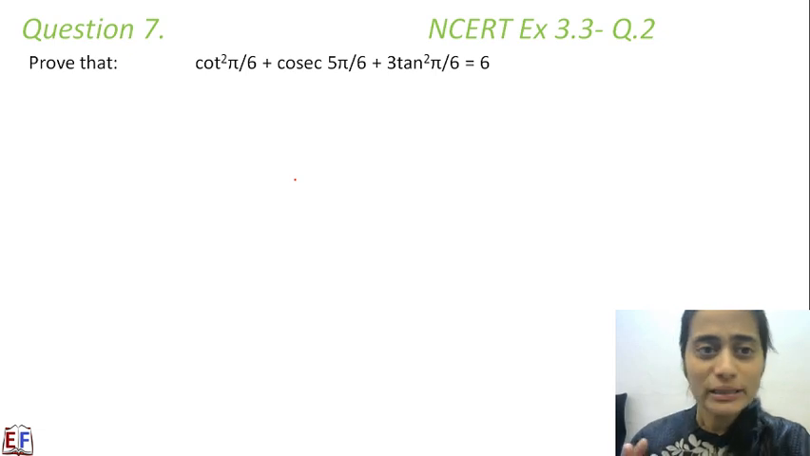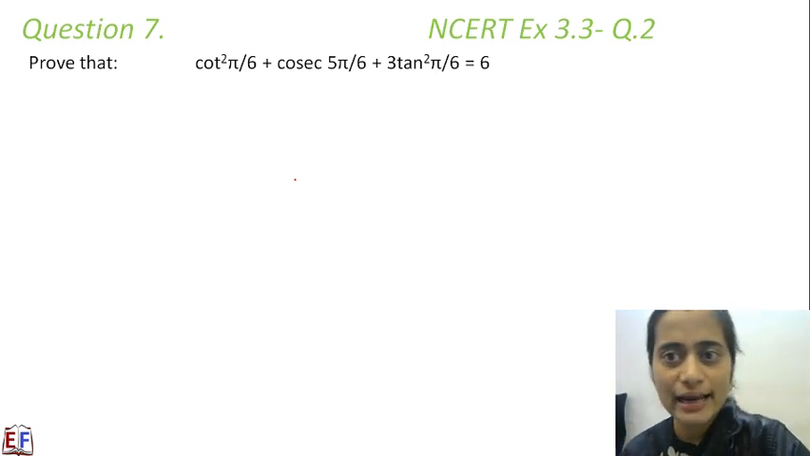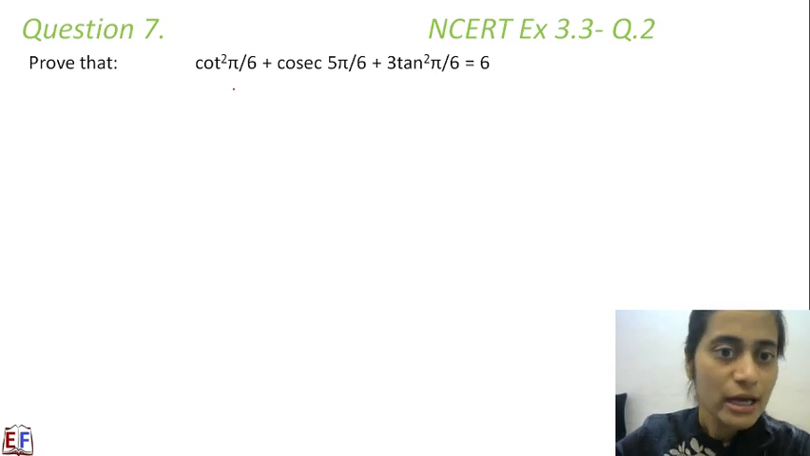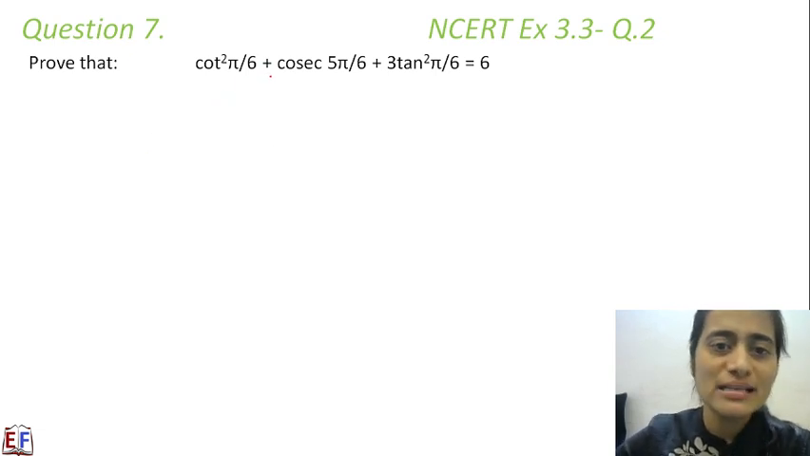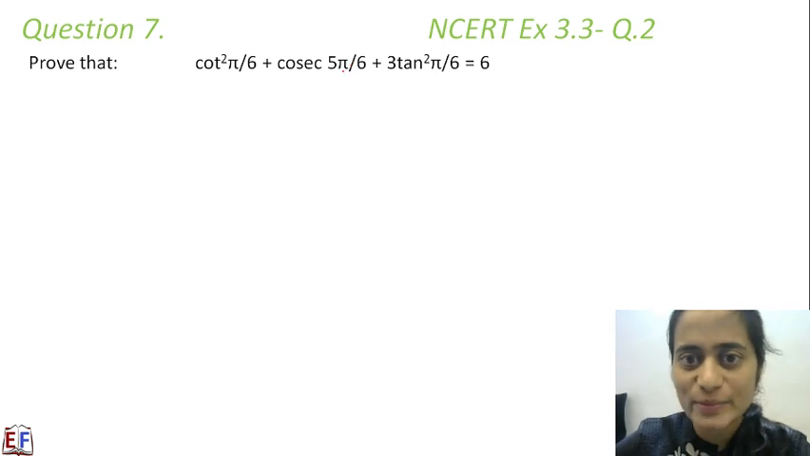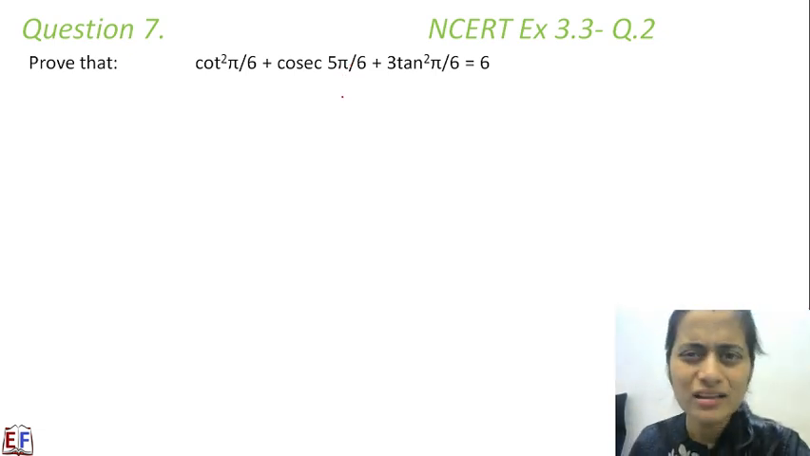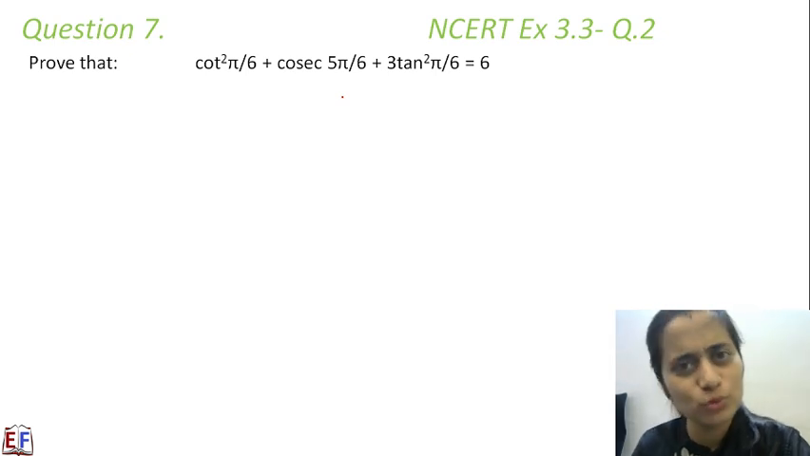Okay, so this is question number 7, and in your NCERT textbook, exercise 3.3, question number 2. You have to prove that cot square pi by 6 plus cosec 5 pi by 6 plus 3 tan square pi by 6 is equal to 6. Now, this exercise is all about proving.